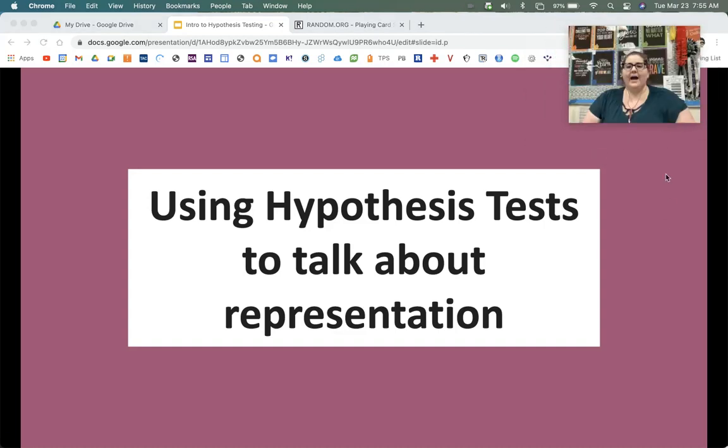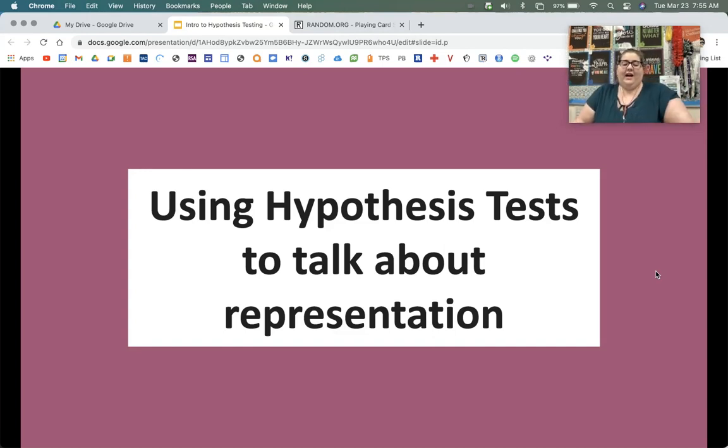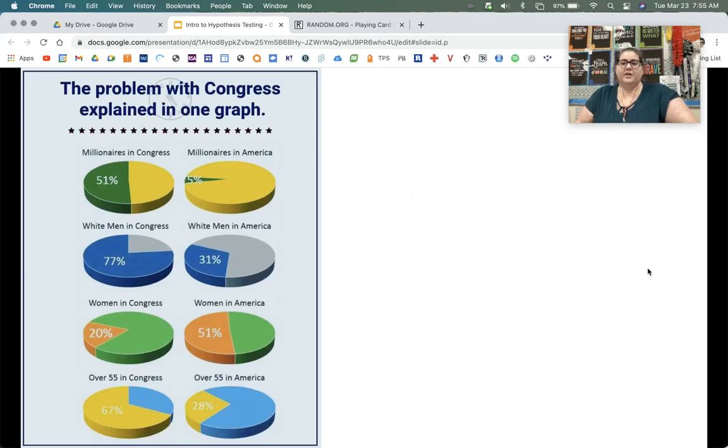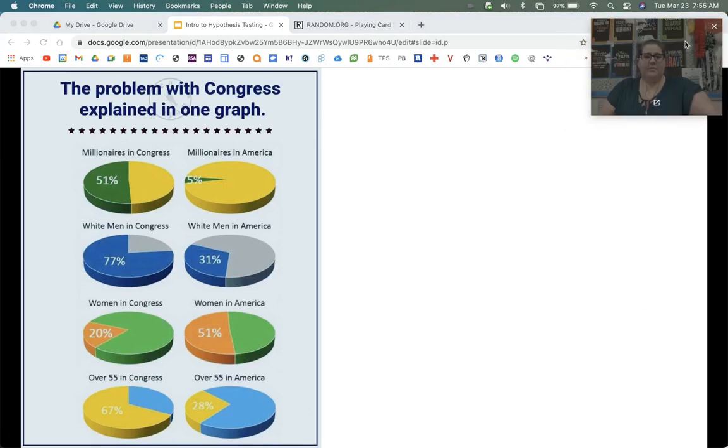Sometimes we can use a hypothesis test to make a statement about representativeness. Remember, one of the things I could be doubting in a hypothesis test is, do I actually have a random representative sample? So I pulled this example. A friend posted this image on Facebook, and I thought it was a really good way to talk about representativeness of samples. So we have Congress.